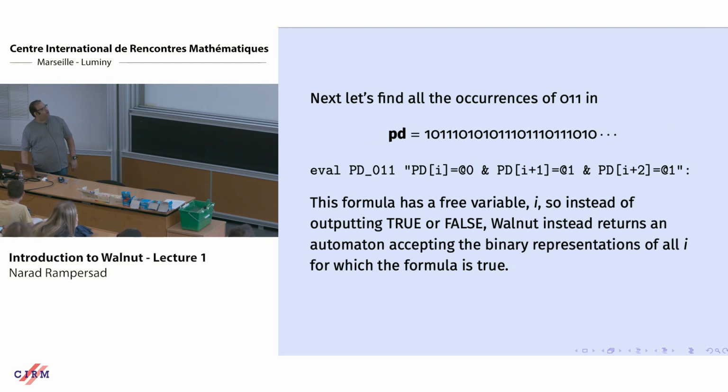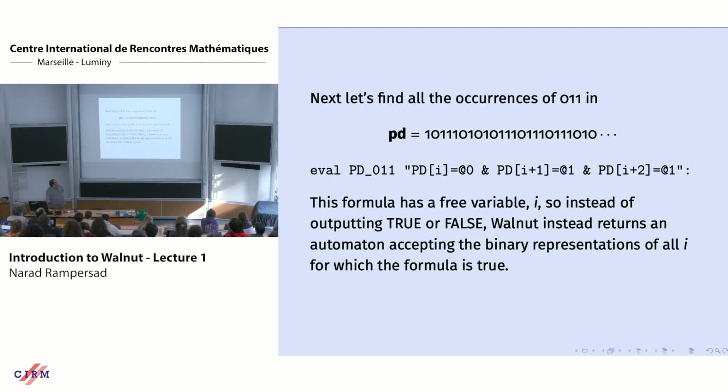Okay. One more example of finding things in the period doubling word. Let's say I wanted to find all occurrences of the substring 0, 1, 1. I want to find the positions where they all occurred, right? So again, I can write a fairly stupid formula like this, right?